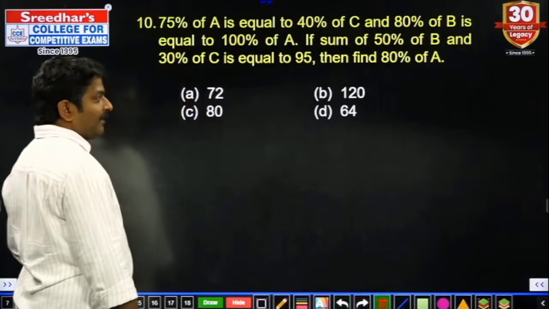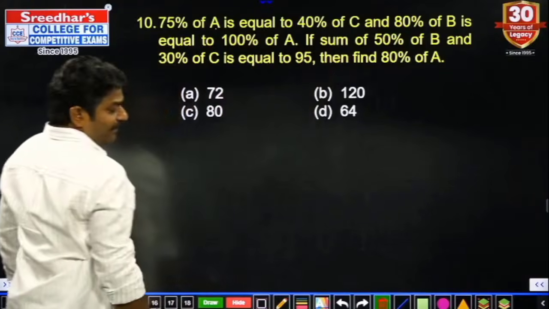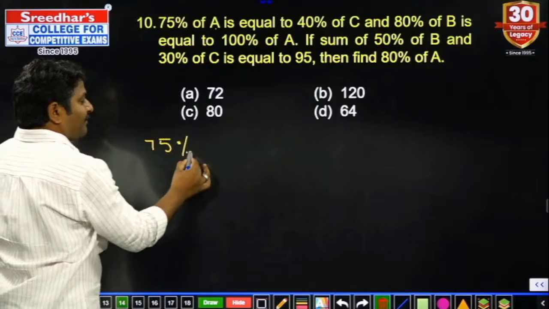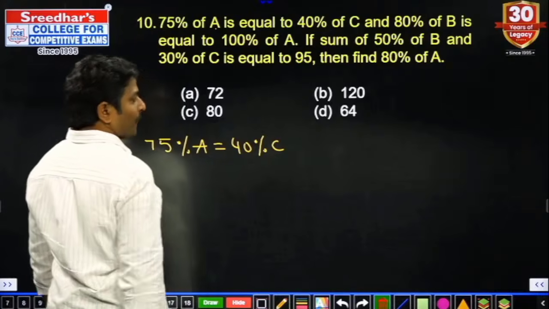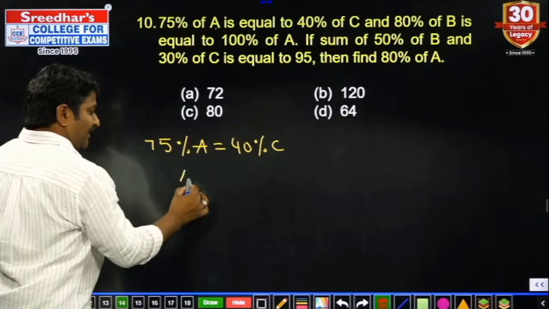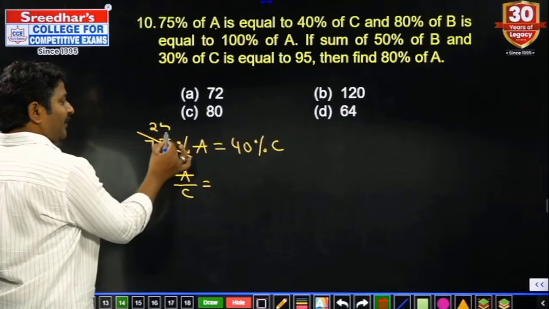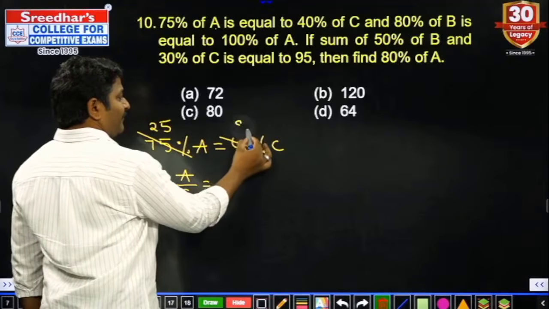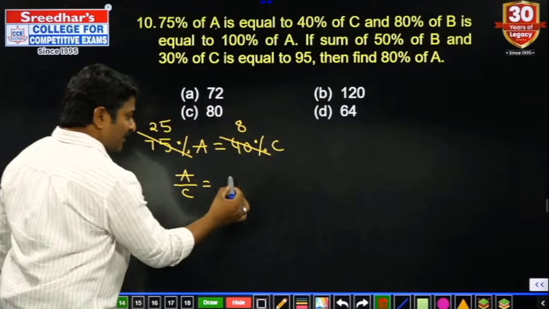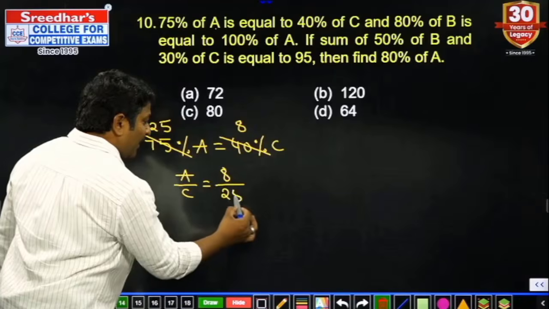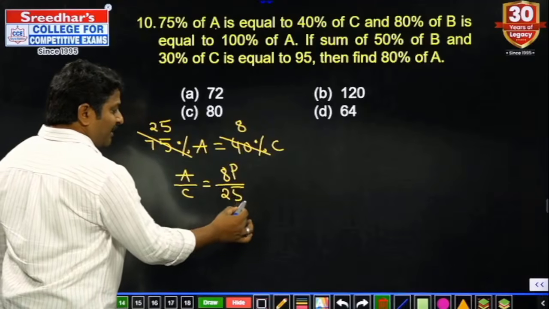Now, the same question we can do in another way. 75% of A is equal to 40% of C. From this, A by C is equal to 40 by 75, 5 times 8 over 5 times 15. C comes to the left hand side denominator, and 75 goes to the other side. That is equal to 8 by 15. A is equal to 8 parts, C is equal to 15 parts.